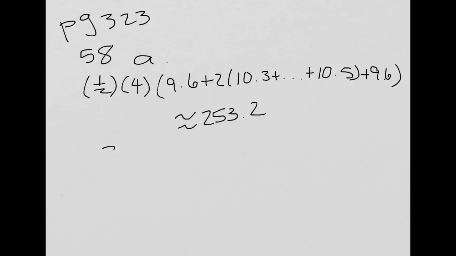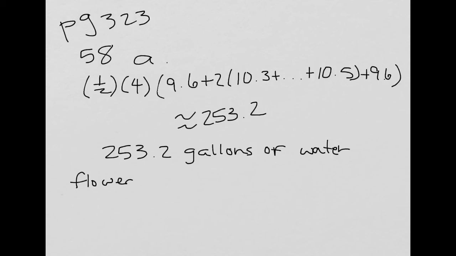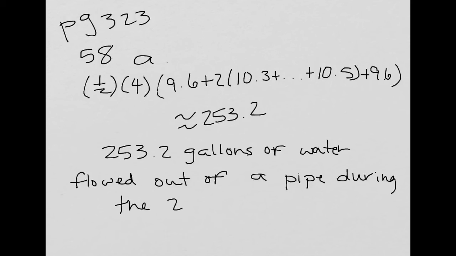So that would mean 253.2 gallons of water flowed out of a pipe during the 24-hour period.